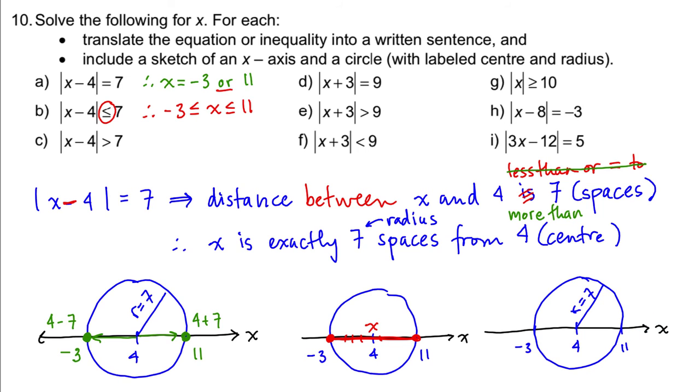So we still have our 2 left and right x boundary points, and this time our solution is going to be to the right of 11 or to the left of negative 3. I use open circles at the boundary values to exclude them. If we had an equal to in the inequality statement, we would close those to include them. So we have x is to the left of negative 3 or to the right of 11.